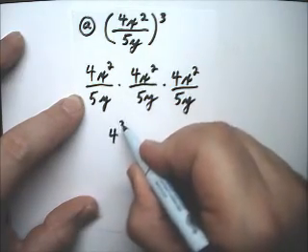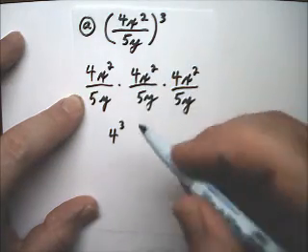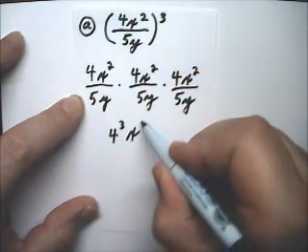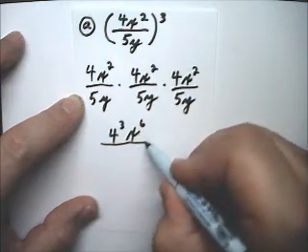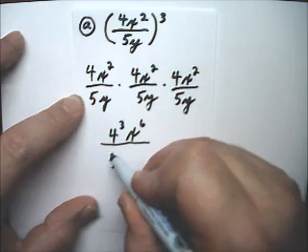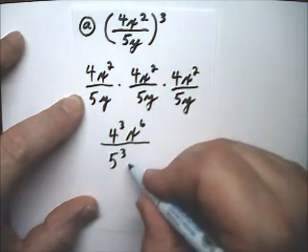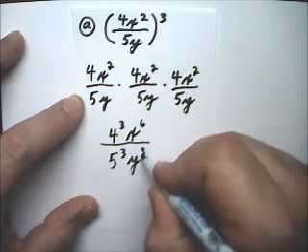That's 4 to the 3rd power. I'm going to have x squared times x squared times x squared. That's x to the 6th power. In the bottom, I'm going to have 5 times 5 times 5. That's 5 to the 3rd power. And y times y times y. That's y to the 3rd power. And that's the answer.